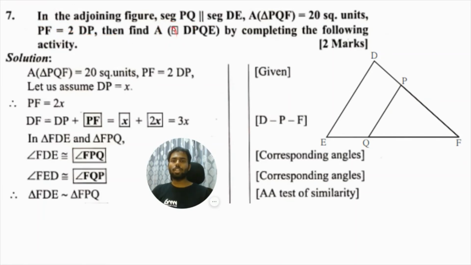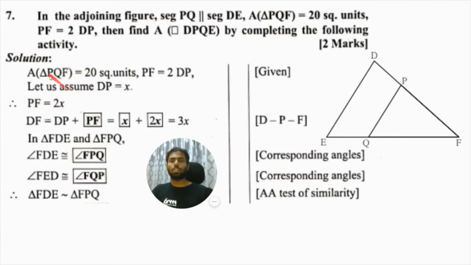Then find the area of quadrilateral. How do we read this box? Quadrilateral. What is a quadrilateral? A figure which has 4 sides. So the area of quadrilateral DPQE. What is DPQE? The 4-sided figure formed here, we have to find its area. So how will you find it? You know the area of this small triangle, so all you have to do is find the area of the bigger triangle. Once you get it, area of bigger triangle minus area of smaller triangle gives the area of this quadrilateral. That's the procedure for this sum.